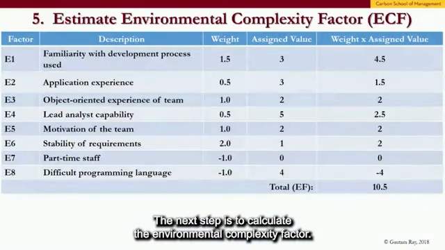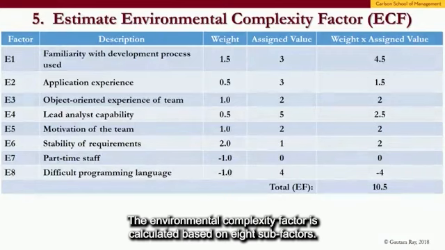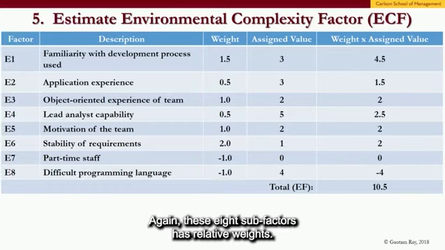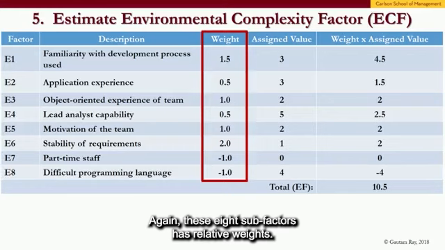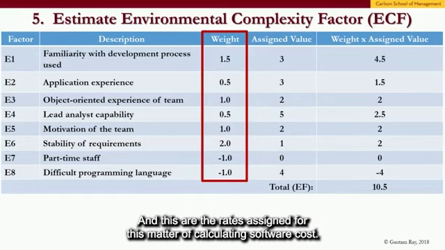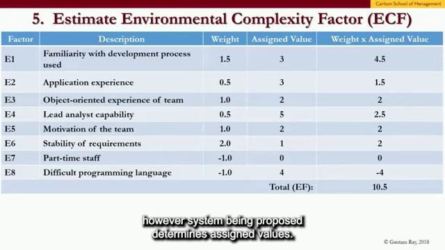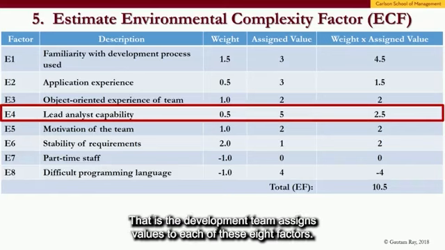The next step is to calculate the environmental complexity factor. The environmental complexity factor is calculated based on 8 subfactors. Again, these 8 subfactors have a relative weight, and these are the weights assigned for this method of calculating software costs. So these weights don't change based on the system being proposed. However, the system being proposed determines the assigned value. That is, the development team assigns values to each of these 8 factors.